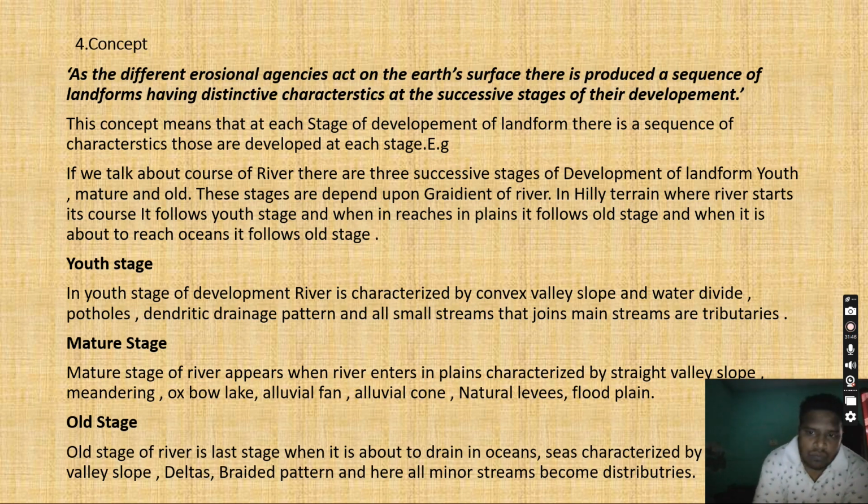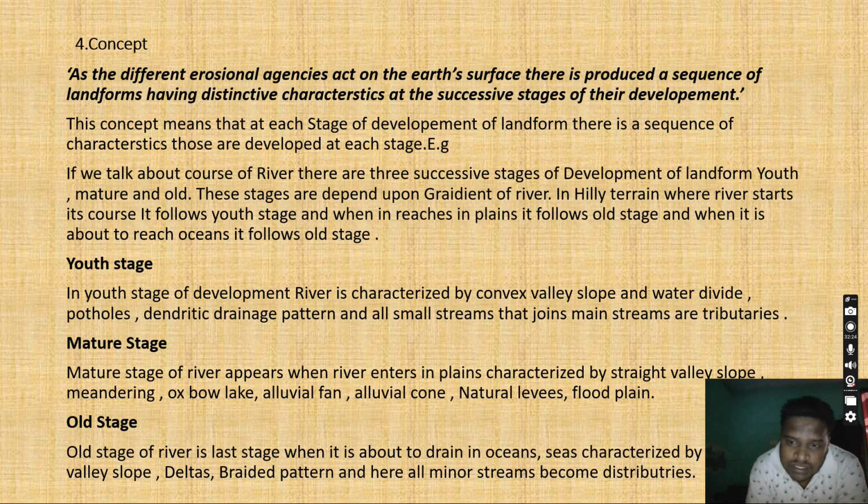But what happens when later on the river enters the old stage, and it is about to drain into the ocean? At that time the valley widening is at its peak, and the river divides into numerous distributaries. In the initial stage we have tributaries, now in the old stage we have distributaries. What are distributaries? When the river breaks down into numerous small streams before draining into the ocean, those small streams are known as distributaries.